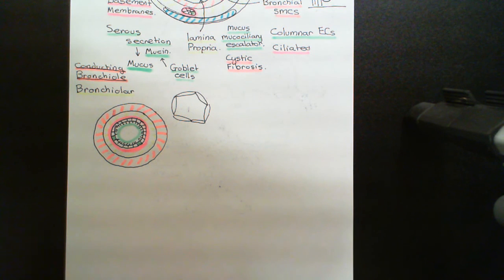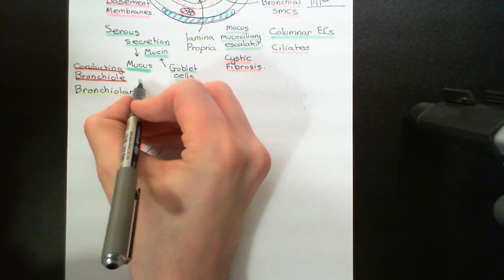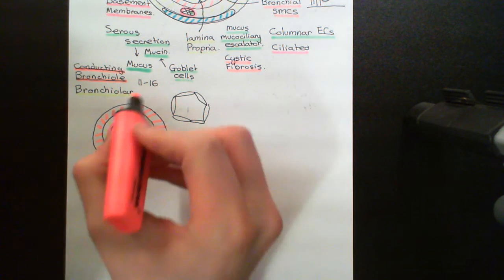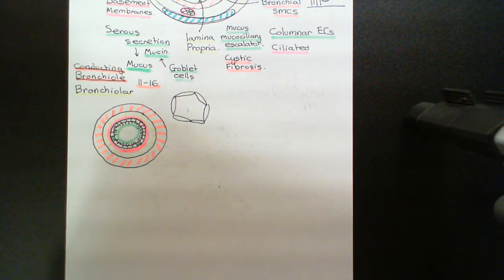Okay, so there then is the histology of the wall of a conducting bronchiole, and remember that is generation 11 to generation 16 or thereabouts. In the perfect world it is generation 11 to generation 16. Okay, so we'll have another break here, and in the next video we'll go over the histology of a respiratory bronchiole, the histology of alveoli and alveolar ducts, and then we'll talk about our lung volumes.